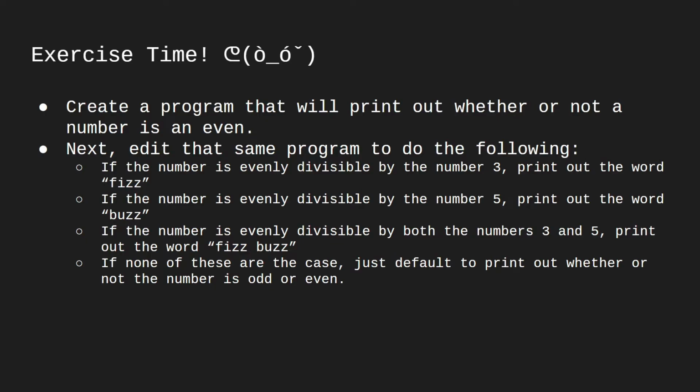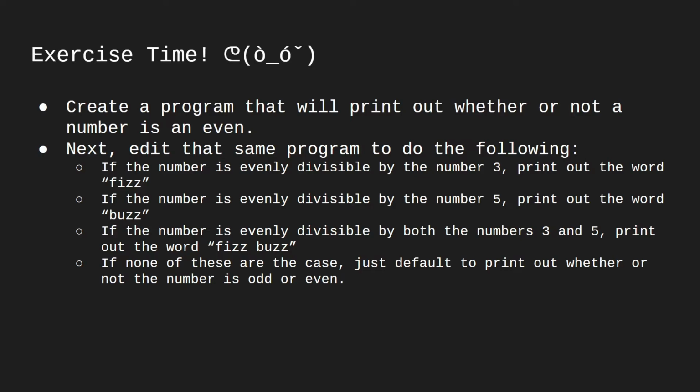Next, I want you to take that same program and build upon that. I want you to create a program that checks to see if a number is evenly divisible by the number 3, and I want you to print out the word fizz. And if the number is evenly divisible by the number 5, I want you to print out the word buzz. Now, if the number you have is both divisible by 3 and 5, I want you to print out the word fizzbuzz.